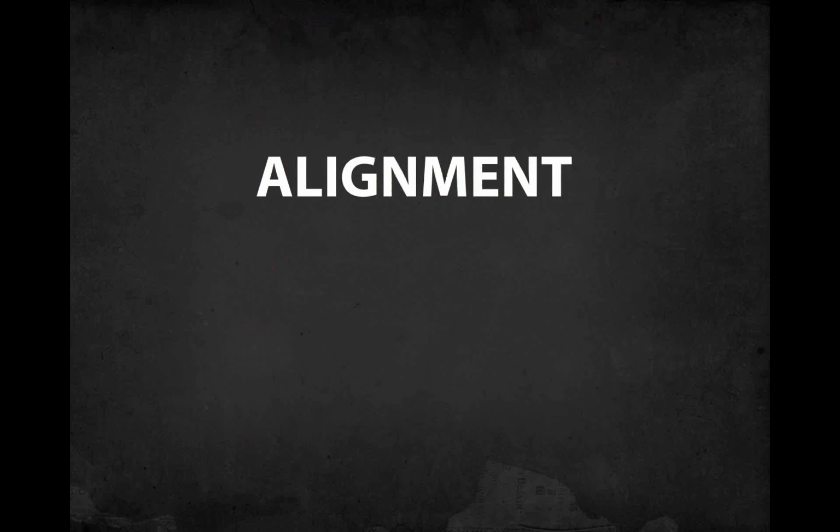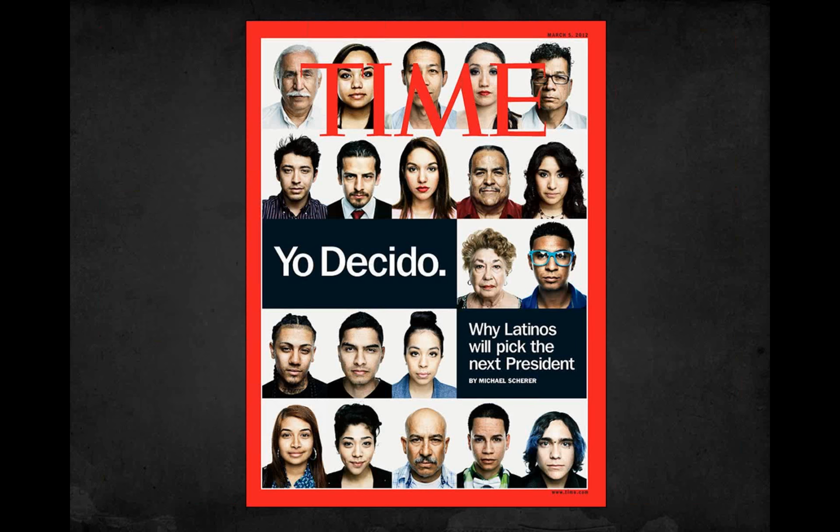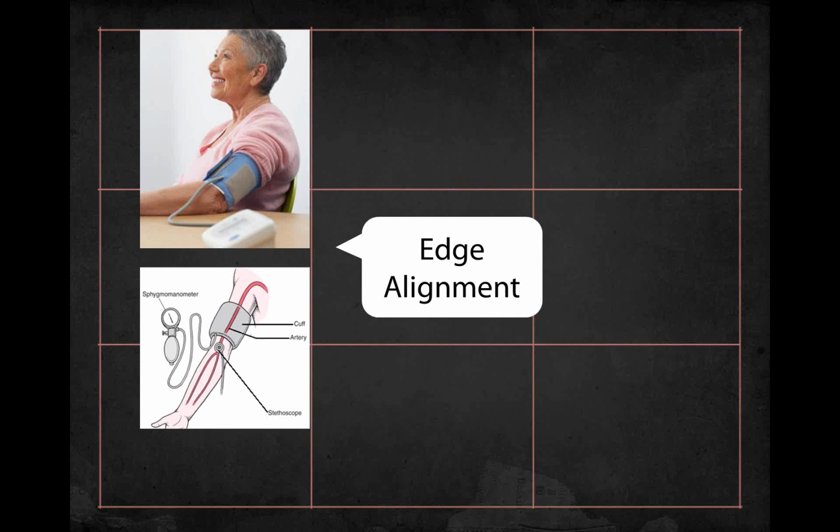Let's talk about alignment. You'll notice in this grid, use of a grid, that everything is pretty neatly aligned, and that's one of the hallmarks of professional designs. It's going back through your work and making sure that things are aligned. And you really have three chances.